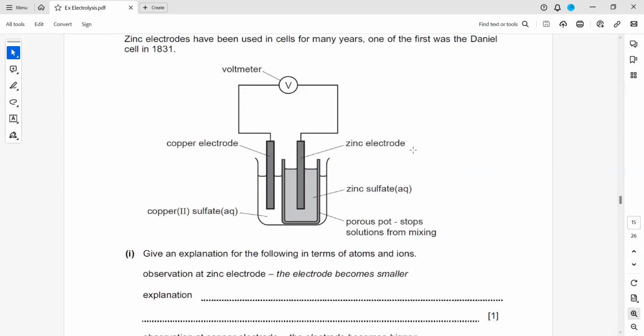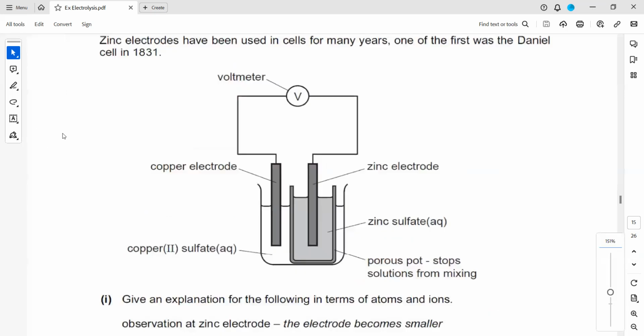How will this cell work? First, you have zinc sulfate, so there are zinc ions and hydrogen ions, and this is copper sulfate, with copper ions and hydrogen ions. Sulfate ions are also there in both. Zinc is more reactive, and the more reactive metal will lose electrons, so zinc will lose electrons and turn into a zinc ion.